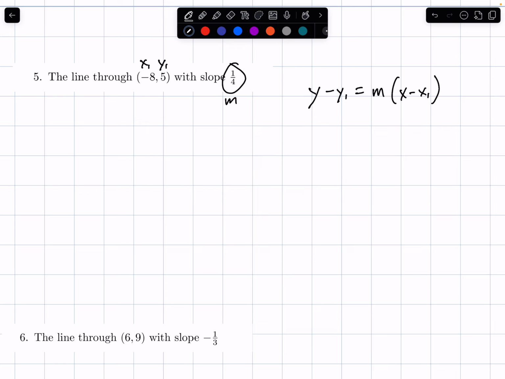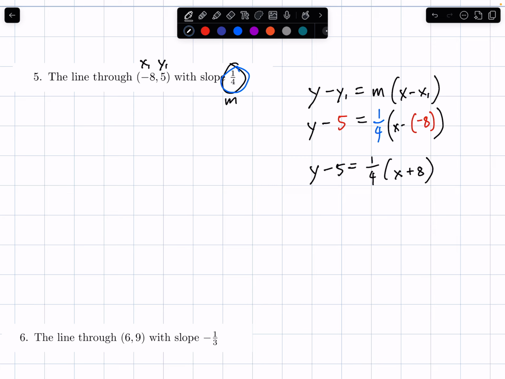Okay, y minus y1 equals m times x minus x1. And so you just fill in those parts here, right? The y1 was the 5, right? And x1 is -8. So completing that whole thing, it's y minus 5 is equal to, m was 1/4. Let's do that in blue. So 1/4 times x minus -8. Now, since I have a minus and a negative, I should simplify a little bit, and that will give me my final result. y minus 5 is 1/4 times x plus 8.